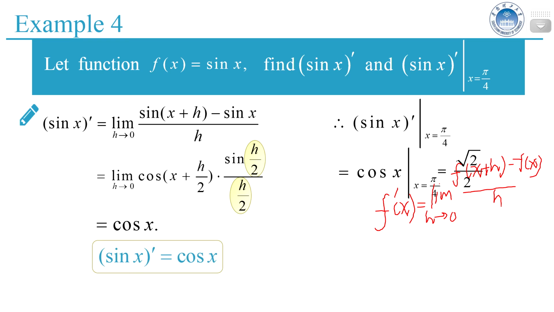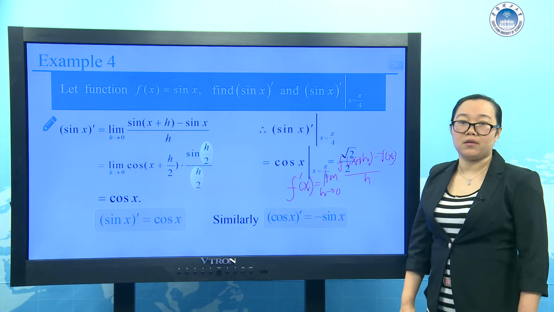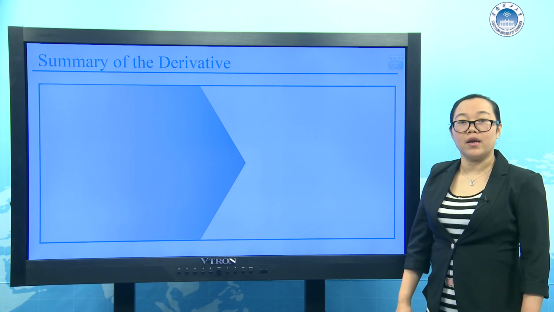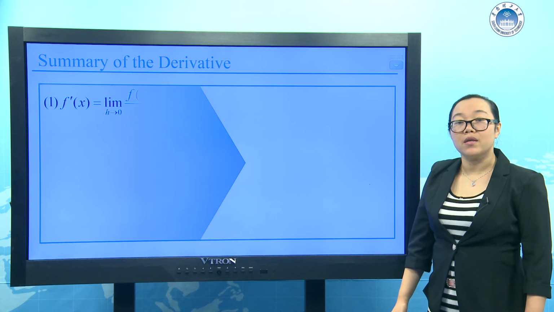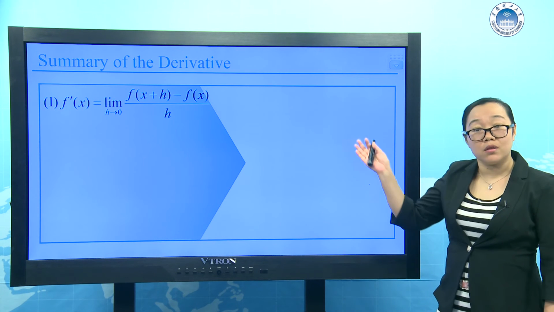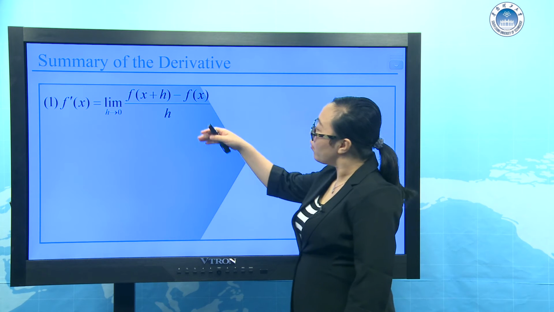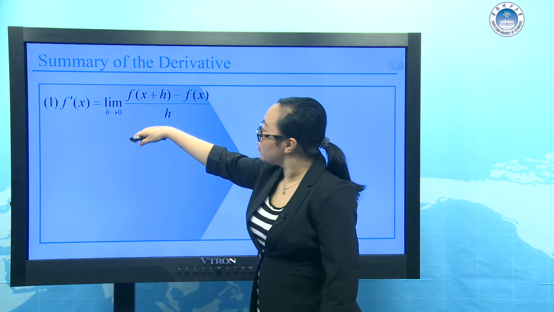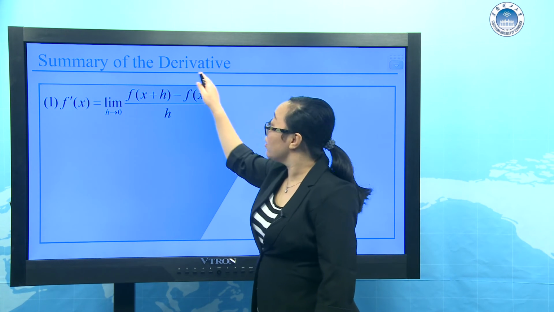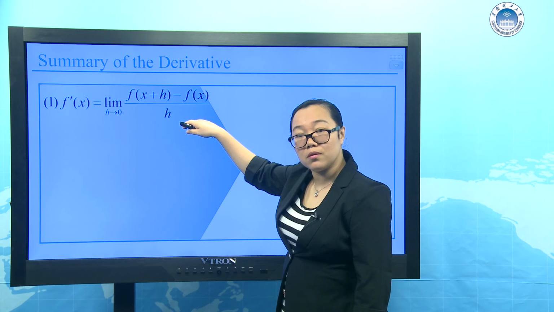Remember, in a similar way, we can get cosine x prime equals minus sin x. Try to remember the signs, okay? Equals minus sin x. So now we look at the summary of the derivative. The first, what is it? Our definition, very important. f prime x equals the limit, the increment over h.